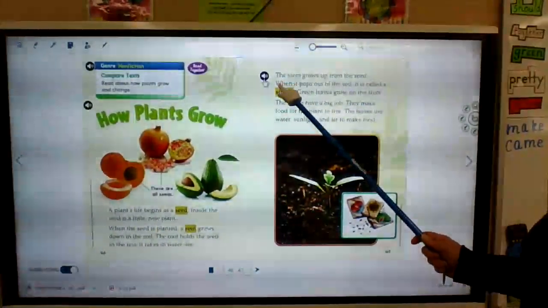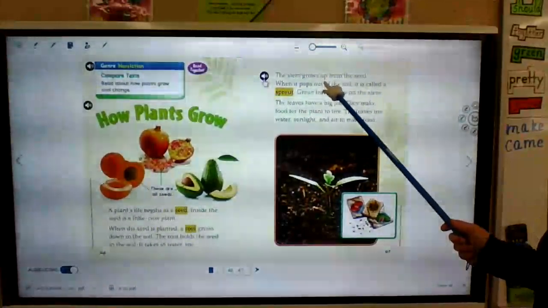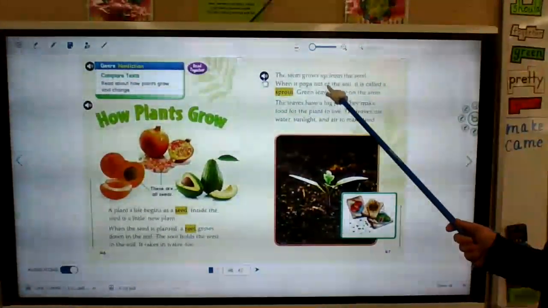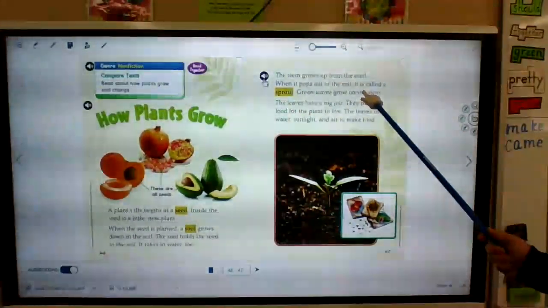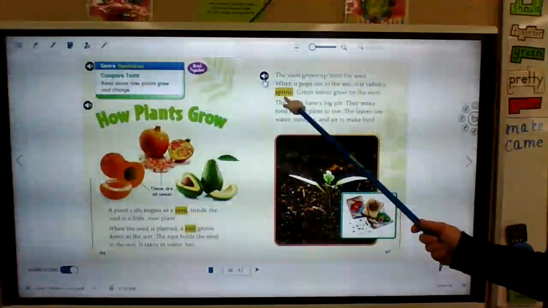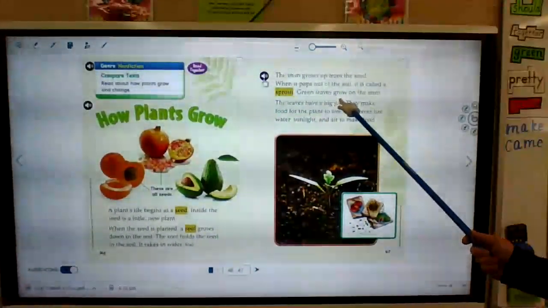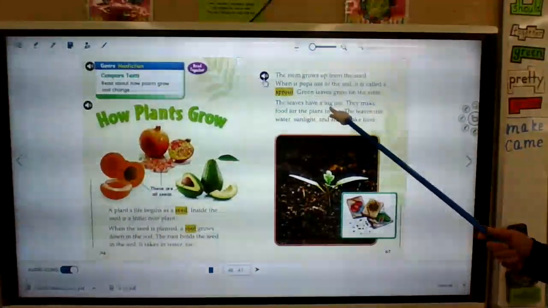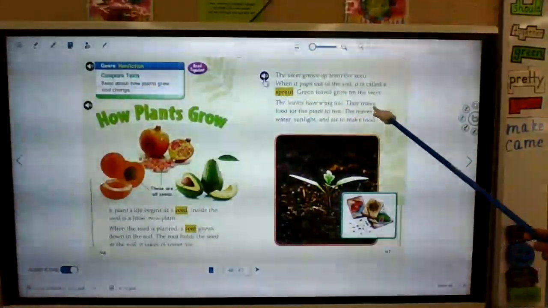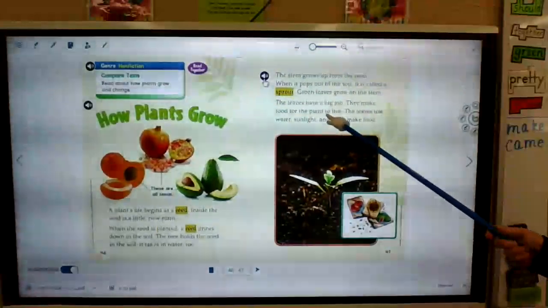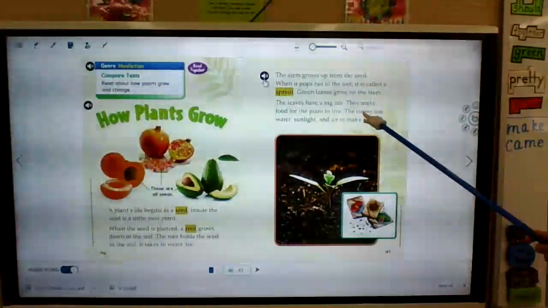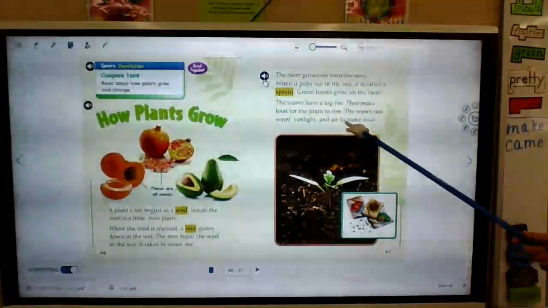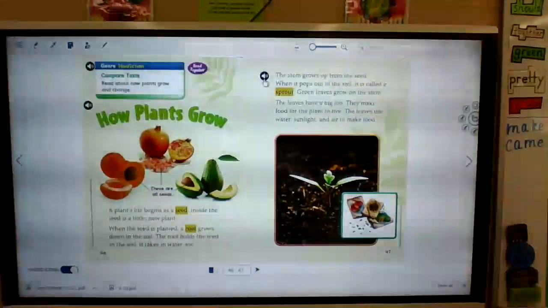Okay, our turn. The stem grows up from the seed. When it pops out of the soil, it is called a sprout. Green leaves grow on the stem. The leaves have a big job. They make food for the plant to live. The leaves use water, sunlight, and air to make food.